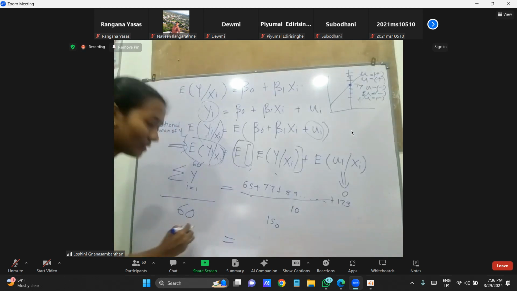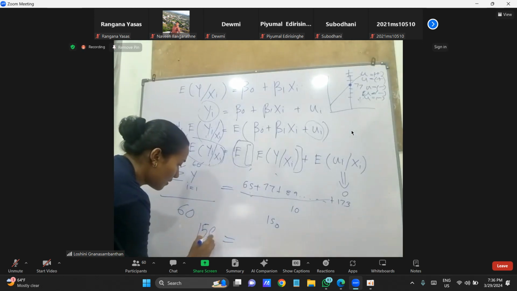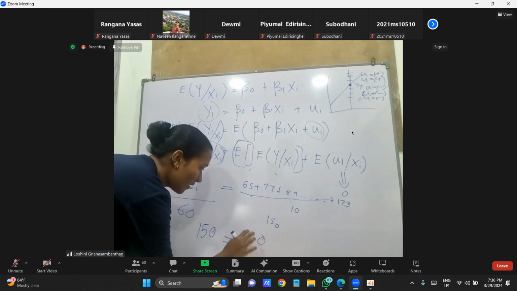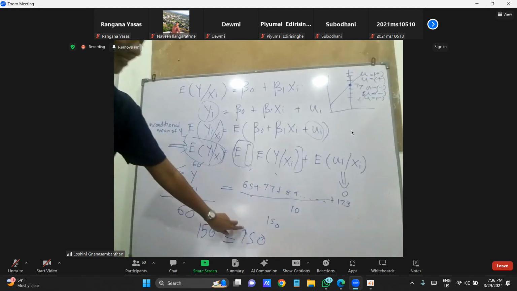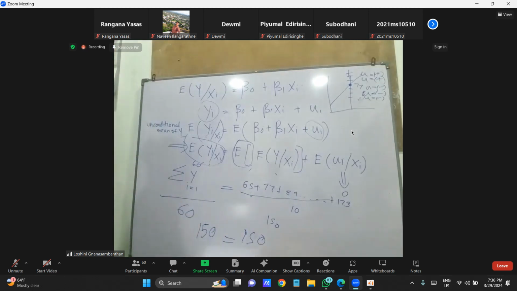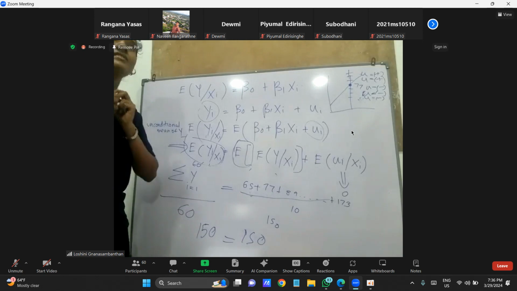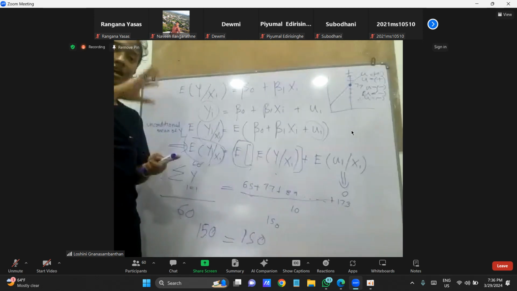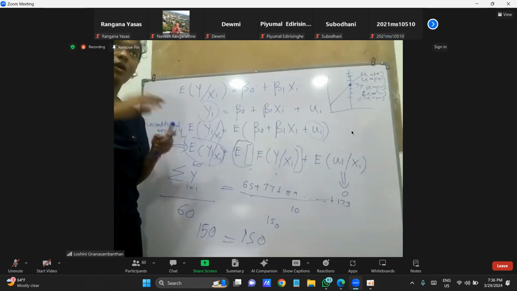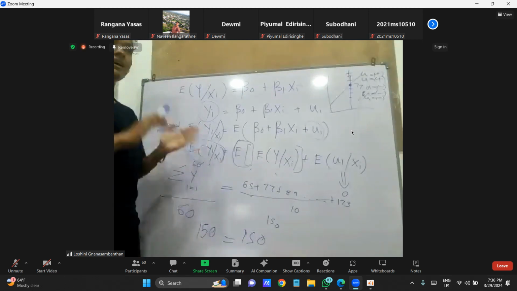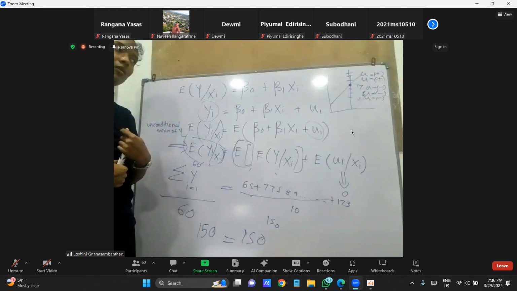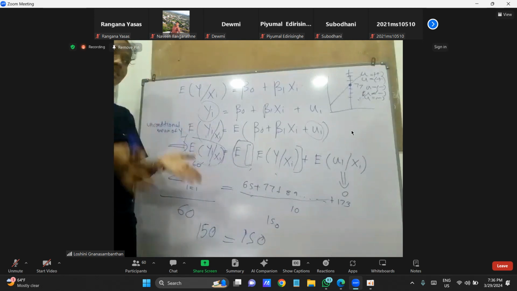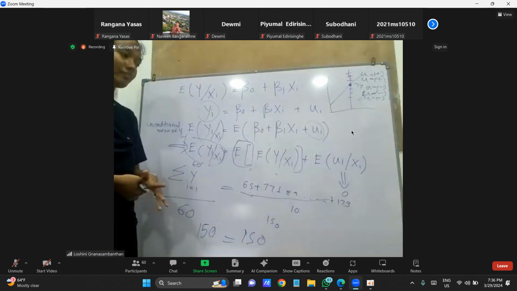Here, this side also, that's a fact. Now you would have learned this in statistics: the expected value of the sample means is the expected value of the population. That is a statistical fact.